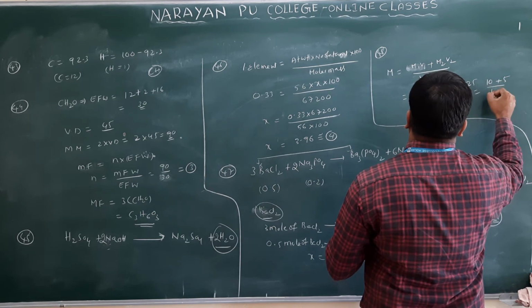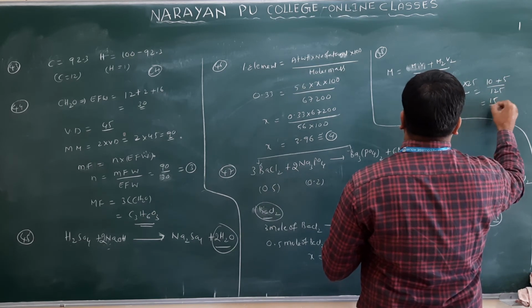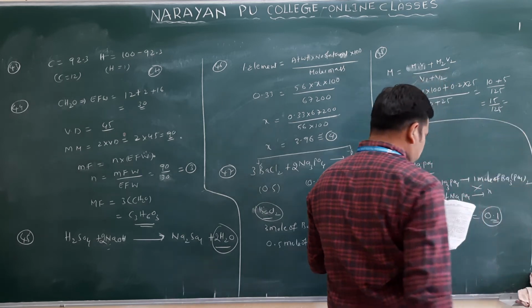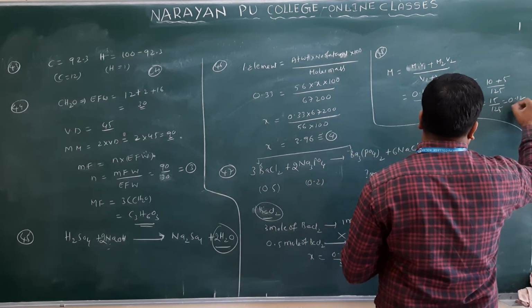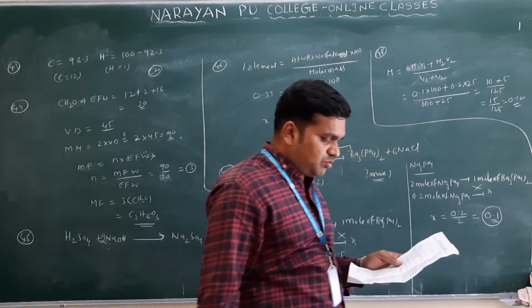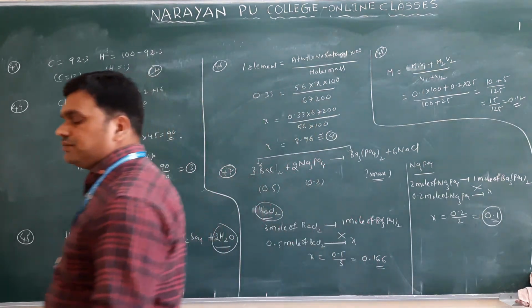From this you will get 10 plus 5 by 125. You will get 15 by 125. You will get how much? 0.12 is the answer. So this is question number 48.